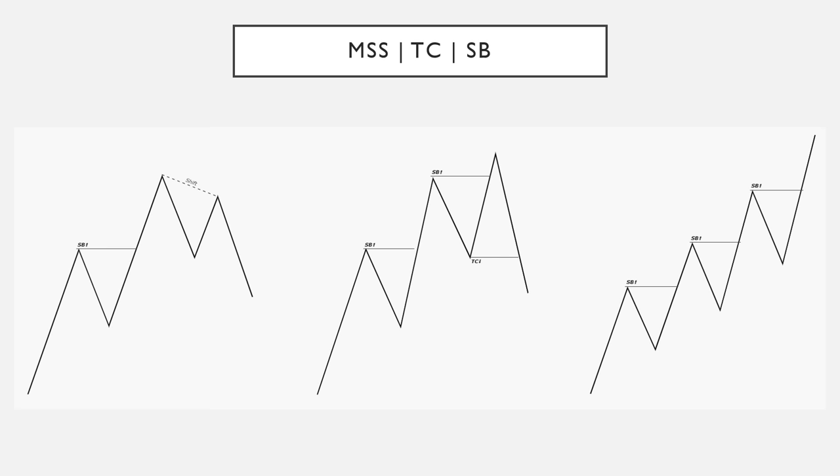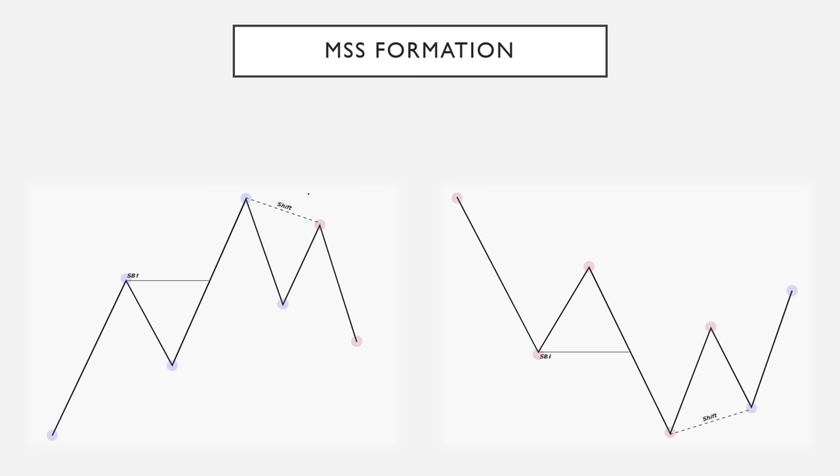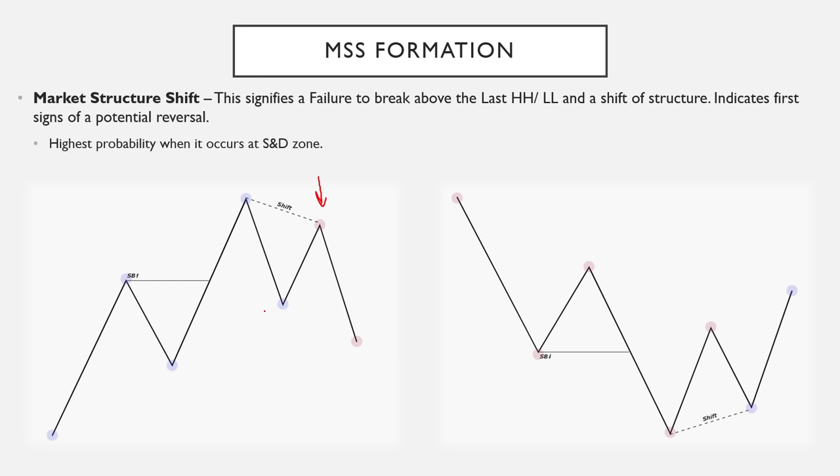Right? What is a market structure shift? This is when the market fails to make a new higher high and starts going down, right? Or fails to make a new lower low and starts going up. So this is your first sign that potentially a shift can be occurring. However, as I told you, I want you to pause this video and tell me, where is the strong high and low in both of these examples? So hopefully you say it's this one. And in this case, it's that one. Why? Because this is the low that caused the break of the high.